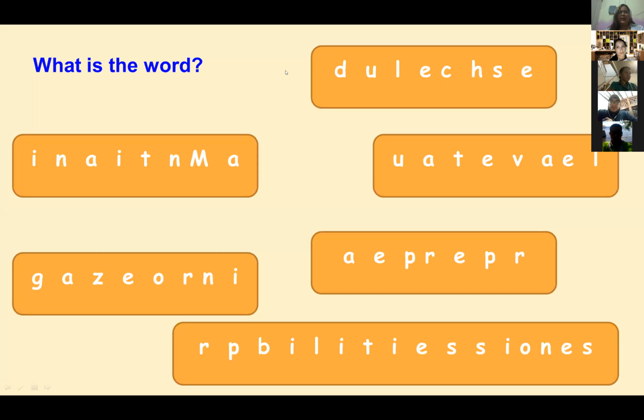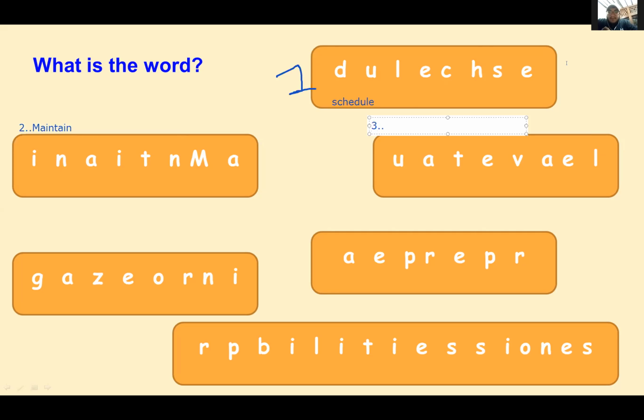Okay, so I was asking you about the first word. What is the word number one? Schedule. Very good. Schedule, that's right. What about number two over here? What is the word? Maintain. Maintain, correct. Good. Look at number three. What is the word? What do you think? Evaluate. Exactly, evaluate, that's right.